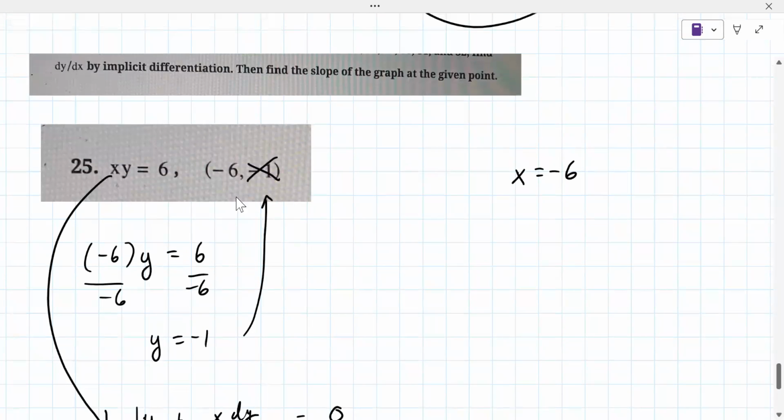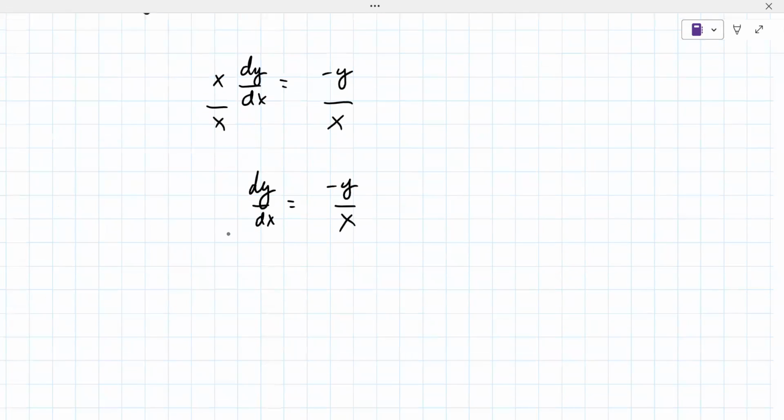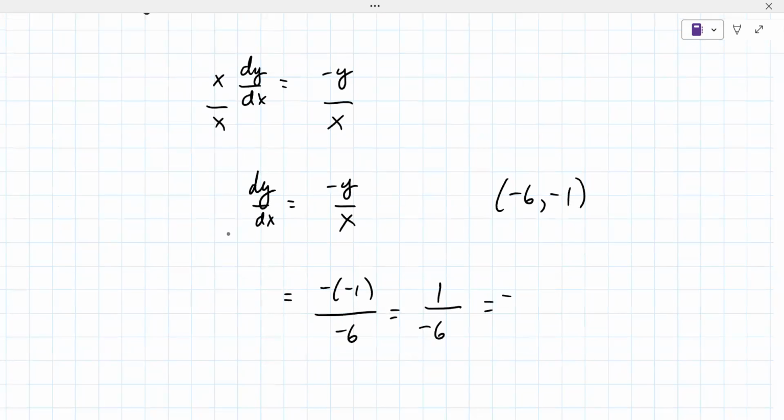You need this original point here, the -6, -1, and you're putting that in. So it's -1 over -6, which is 1 over -6, or -1/6, like that. So that's it. That's your answer. The slope is -1/6.